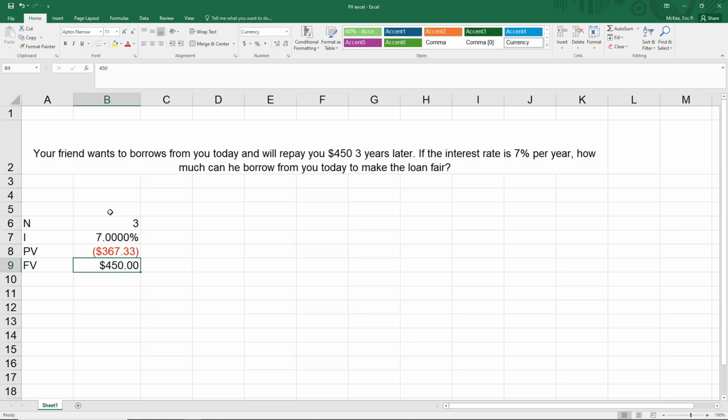So our answer here is 367. That is how much our friend can borrow today to have it be equivalent to that 450 that he is promising to repay us 3 years from now.